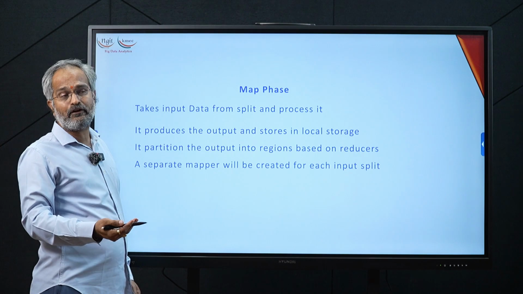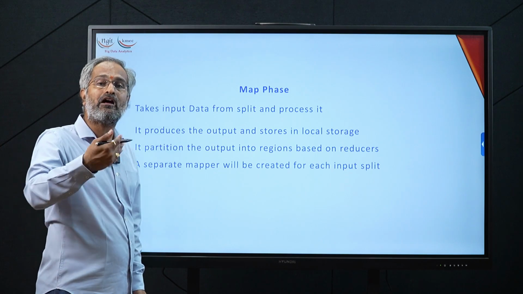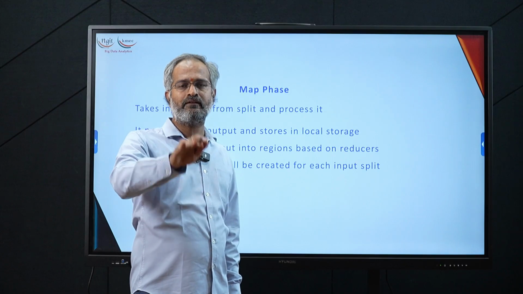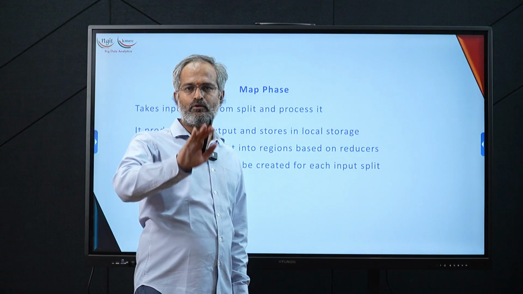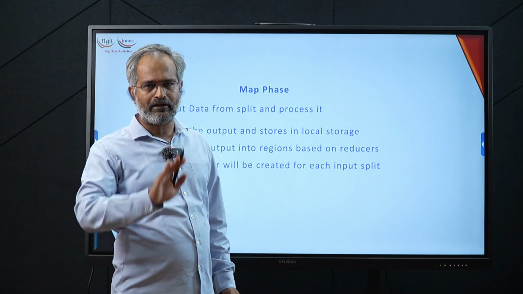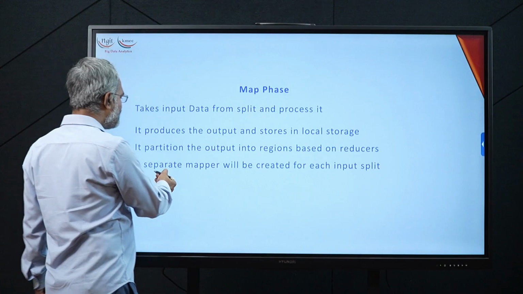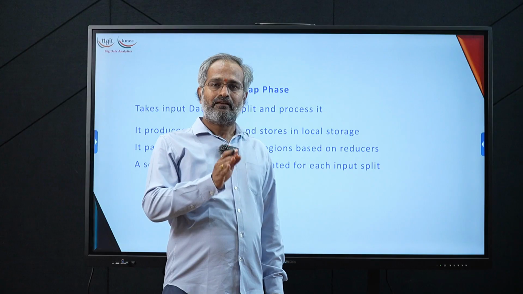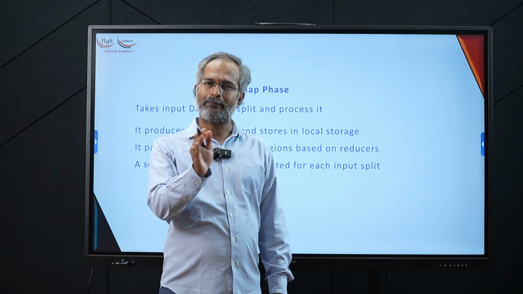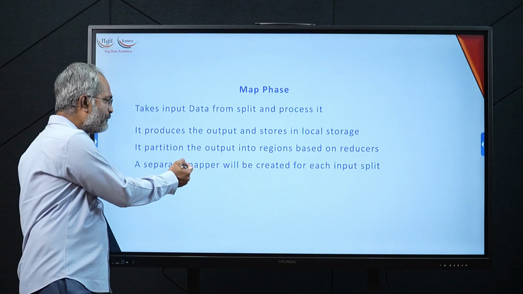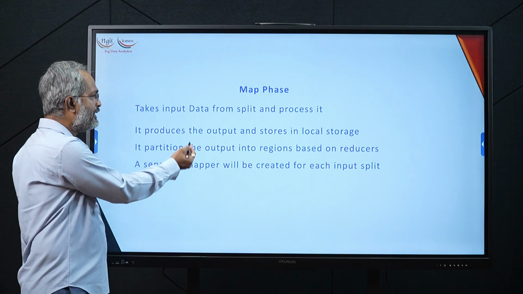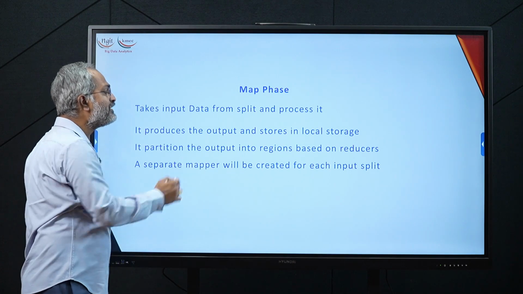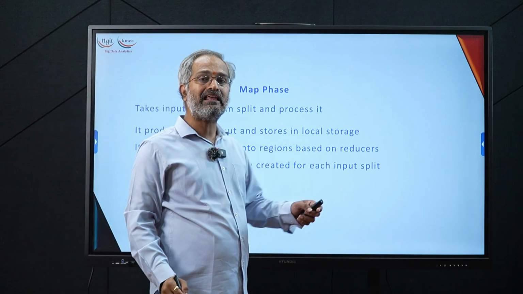How many reducers are required depends upon the number of outputs. If you need 5 outputs, 5 reducers will be created. If you need 2 outputs, 2 reducers are required. Now a separate mapper will be created for each input split, meaning that if you have 5 splits, 5 mappers will be created. You can see the words are a little different: map phase, mapper, map method. A mapper will be created for each input split.